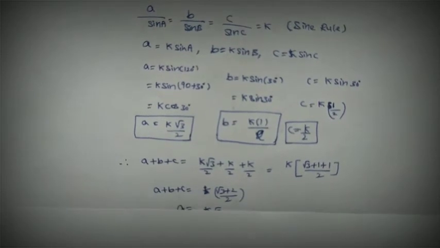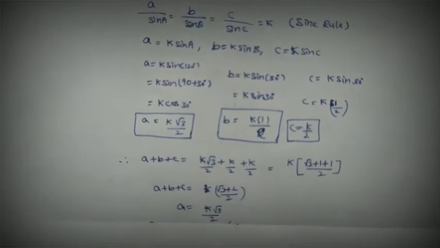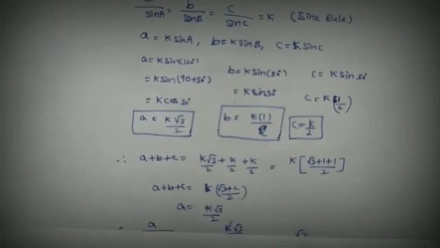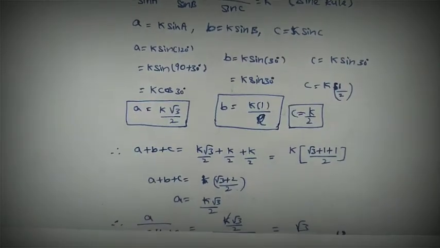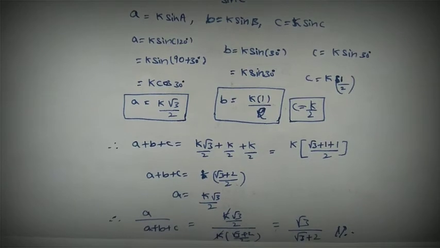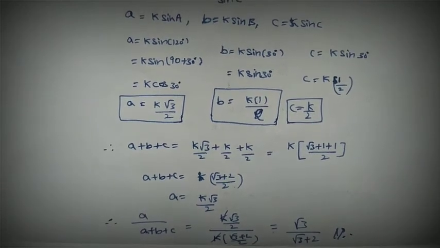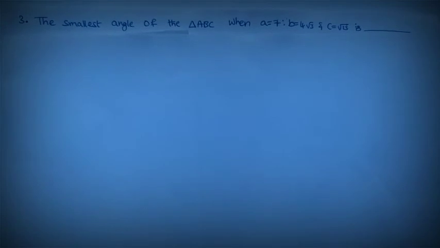That is a plus b plus c, sum of all sides, which gives us K root 3 by 2 plus K by 2 plus K by 2, which is, if we take K as common, K times root 3 plus 1 by 2, which is root 3 plus 2 by 2. So on dividing this, we will get root 3 by root 3 plus 2. Here finishes our second problem. It is our third problem.